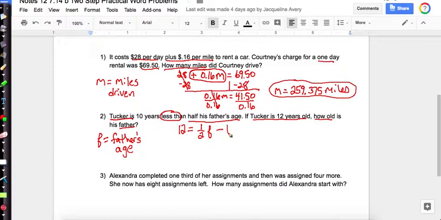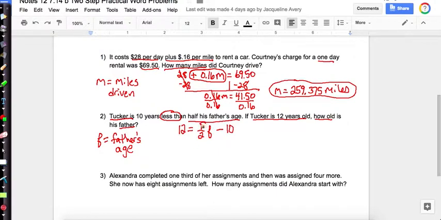And we said put the minus 10 at the end. Now, if you wrote 1/2 f minus 10 equals 12, that's the same thing. The only reason I put the 12 in the beginning is because it says Tucker is, so it's saying Tucker's age equals. But regardless of where you put the equal sign, you'll still get the same answer.